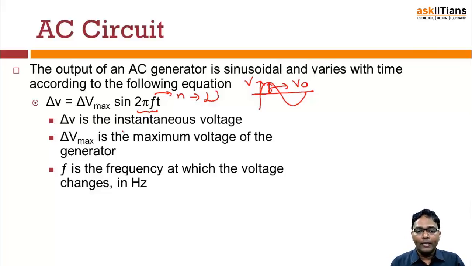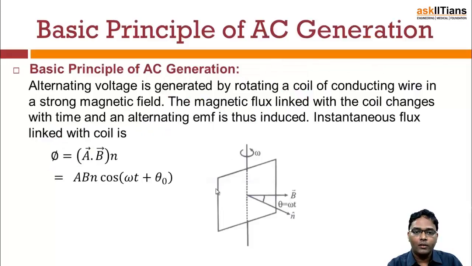V or delta V is the instantaneous value of voltage at any particular instant of time. Similarly, delta V max or V naught represents the maximum voltage, so it's the maximum value of the voltage that is possible. f is the frequency at which the voltage is undergoing changes and it is measured in hertz.